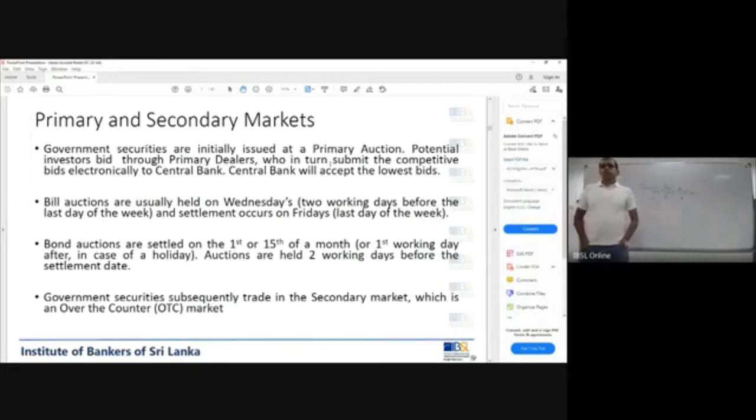In primary and secondary markets, government securities are initially issued at a primary auction. The debt securities are initially issued at a primary auction.